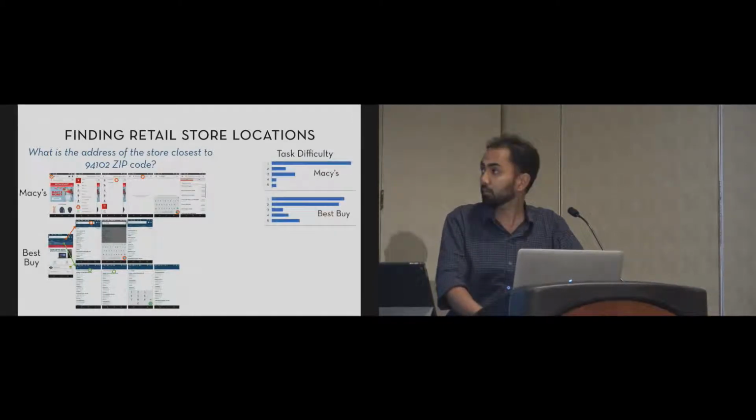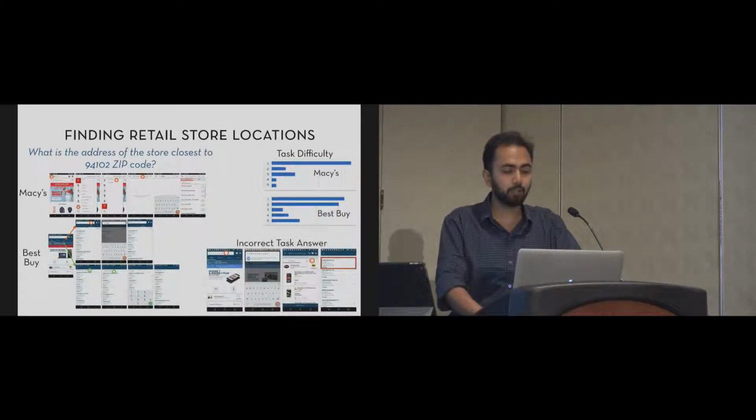What we found out, though, was that people reported that Best Buy was harder and had a lower task completion rate. When examining the traces, we found one possible cause of confusion. Users did not really understand the scope of Best Buy's search bar, which changes depending on the selected tab. The user shown here, for example, tried to search for stores on the Home tab, which searches over products.